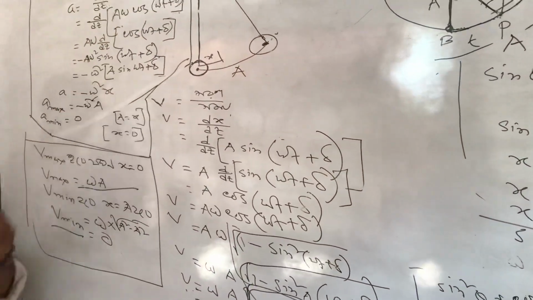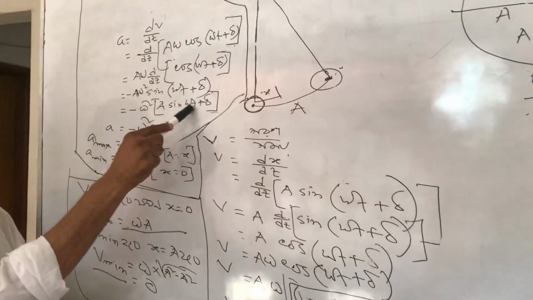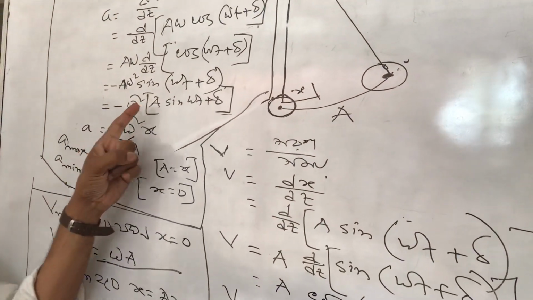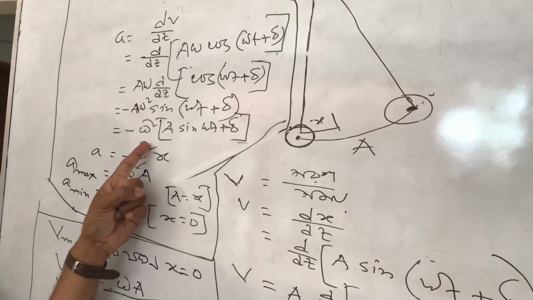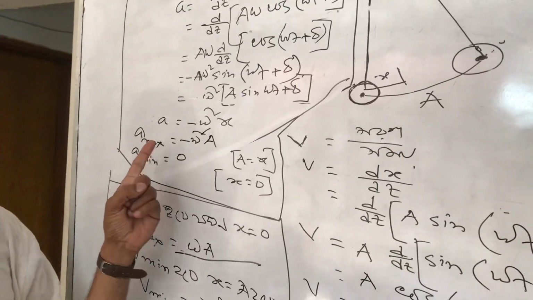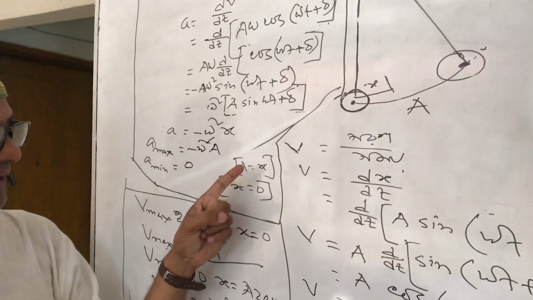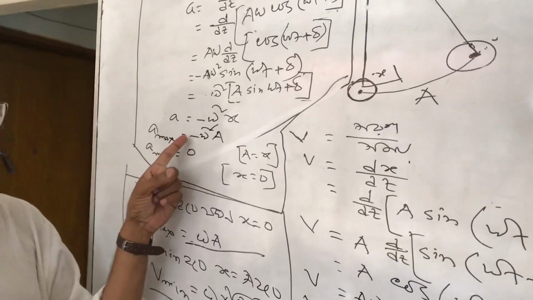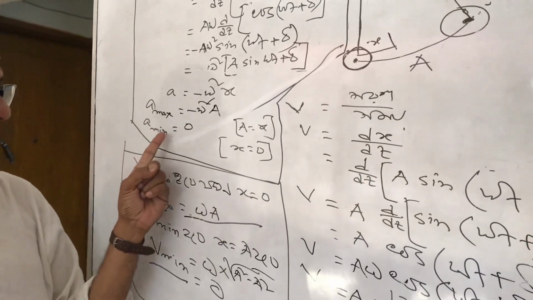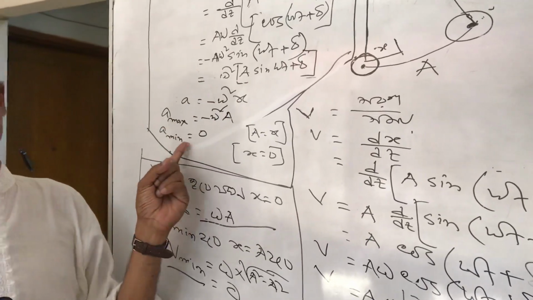We are going to set this value: omega square, and A sin(omega t) taken within the bracket is nothing but x. So this is the acceleration, negative omega square x. The maximum acceleration of the particle occurs when x equals A, and the minimum when x equals 0, where the total magnitude will be 0.